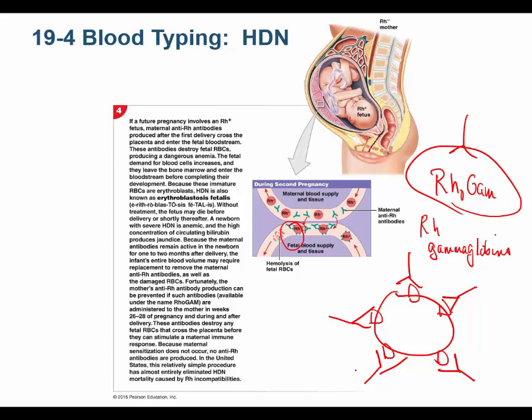So this is RhoGAM, and all Rh negative moms get a shot of RhoGAM. They get it prophylactically at about 26 weeks. I think it's in here someplace. Right here. They give it prophylactically between 26 and 28 weeks, and then they get it again at childbirth. So at parturition or at childbirth. So moms get RhoGAM shots if the mom's Rh negative.